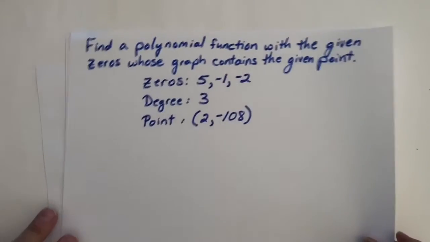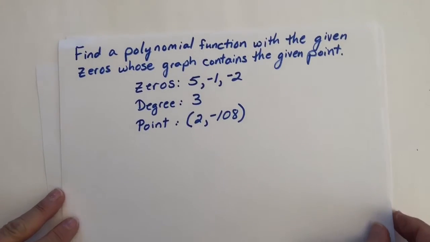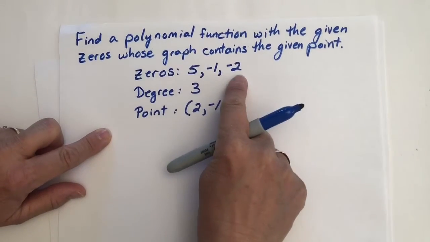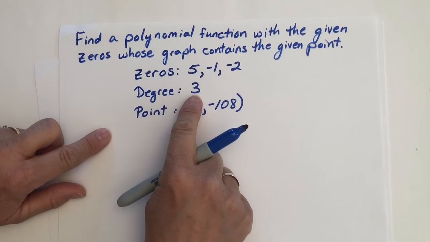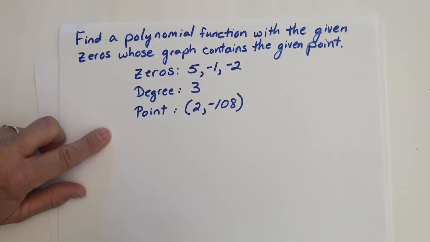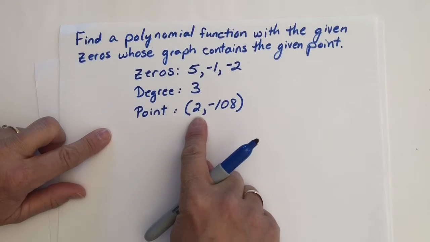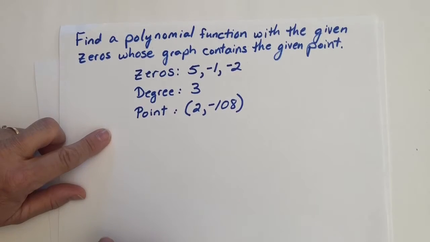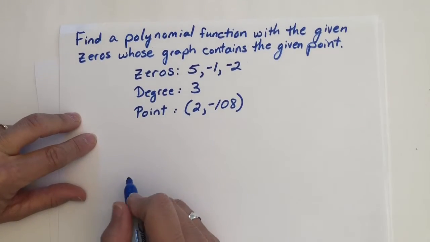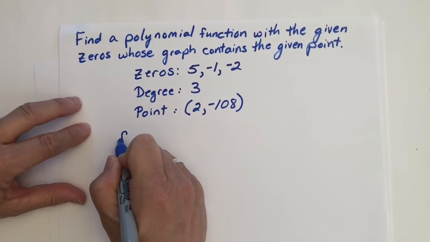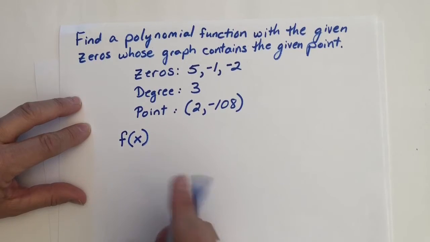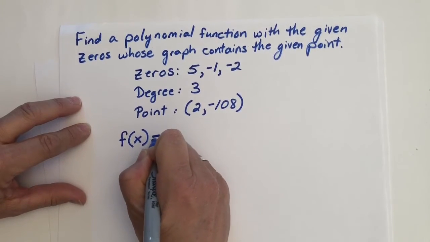Let's do one more that's a little bit different. This time we're going to find the equation of a polynomial function with zeros 5, -1, and -2 that is third degree. But now they don't tell us what the leading coefficient is. They just give us some information that the polynomial goes through the point (2, -108). So let's see what the equation looks like now. And I've used f of x. Sometimes when people are talking about polynomials, you'll see p of x instead. It doesn't matter, they're both functions.